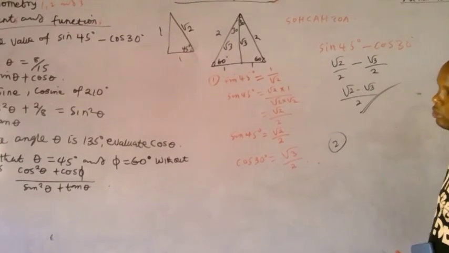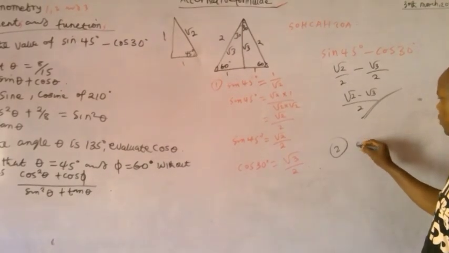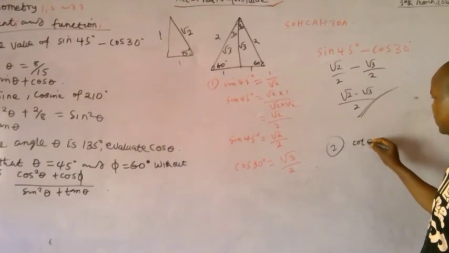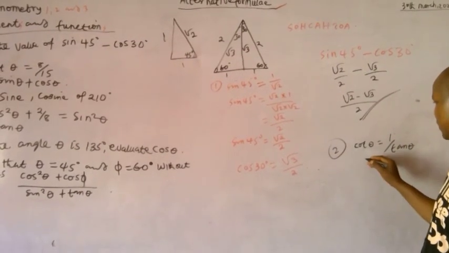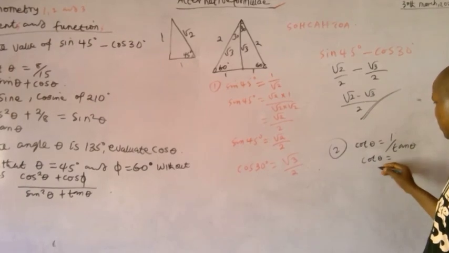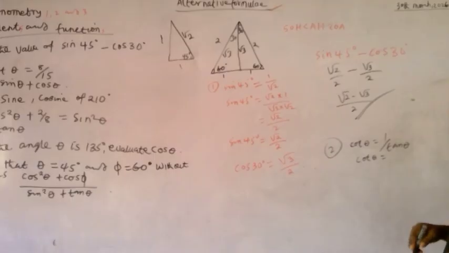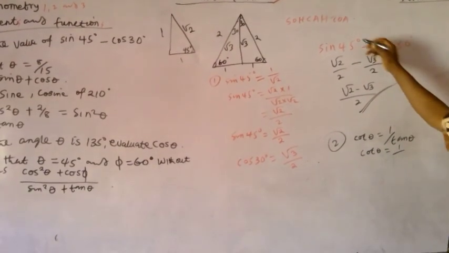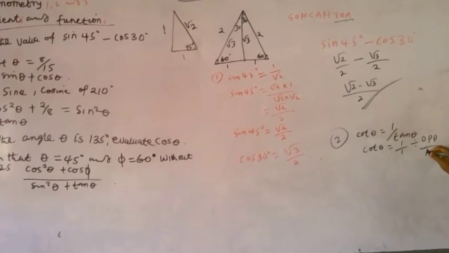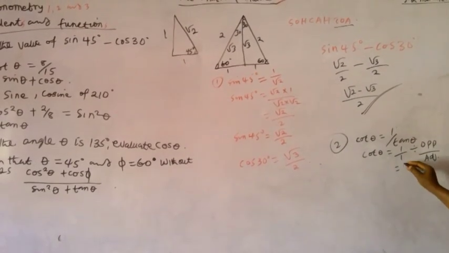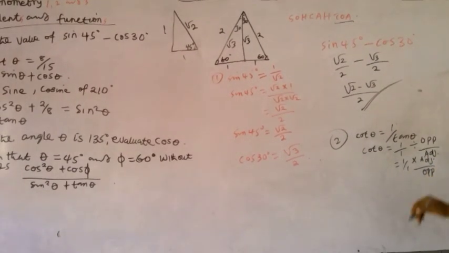Number 2, you are asked to find, meanwhile, cot, let's revise it together. Cot theta is equal to 1 over tan theta. Cot is the short form of cotangent. Now, cot theta means 1 divided by opposite all over adjacent. So here is 1 times adjacent all over opposite. So the reverse of it.